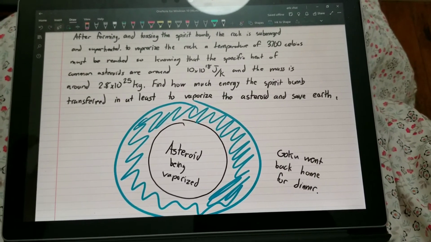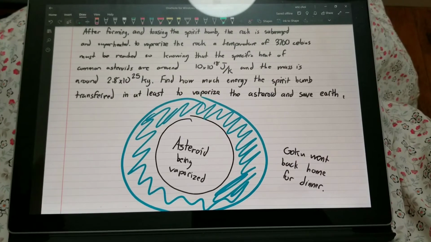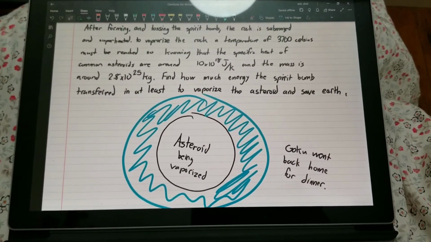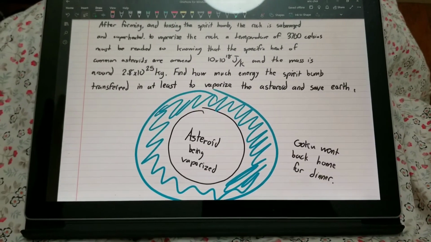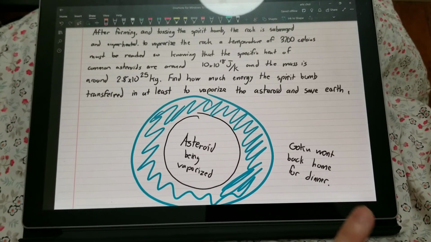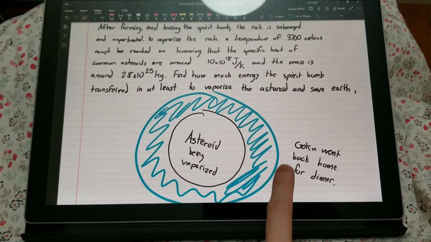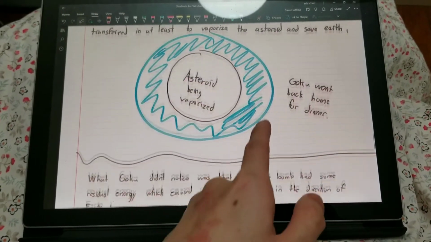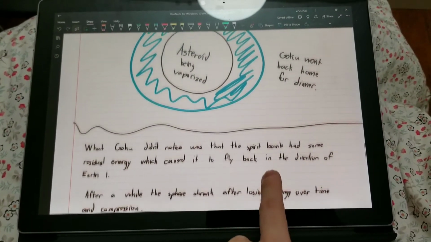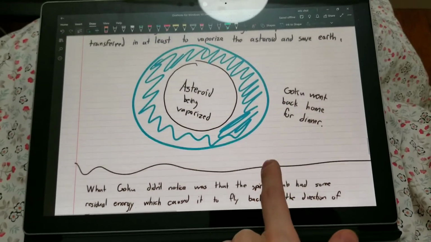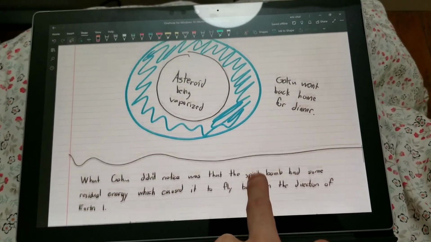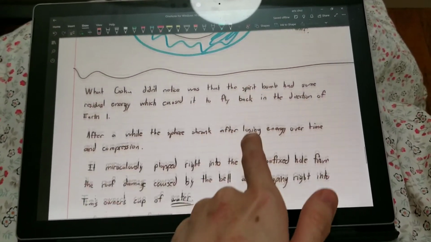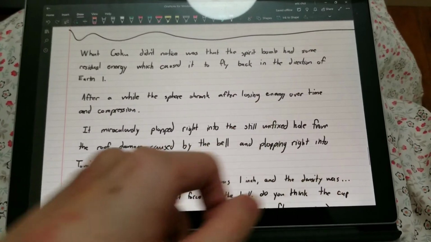Find out how much energy the Spirit Bomb would need to have transferred in order to vaporize this asteroid and save the Earth. Of course, after shooting it, he thinks it'll vaporize the asteroid no problem, and he goes back home prematurely and goes home for dinner. Knowing him, plot armor will probably protect him, but you should probably solve this out and see what he actually needed to save the Earth.